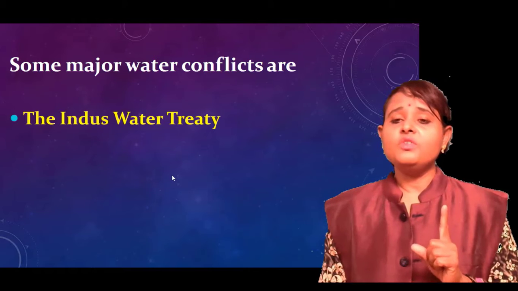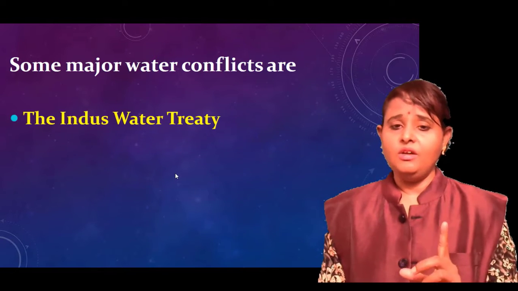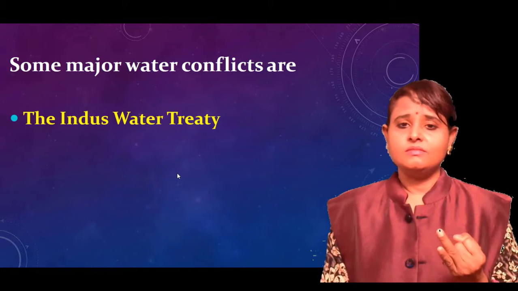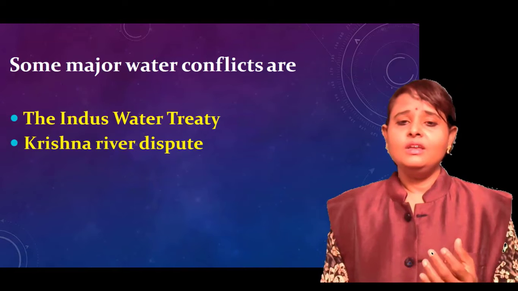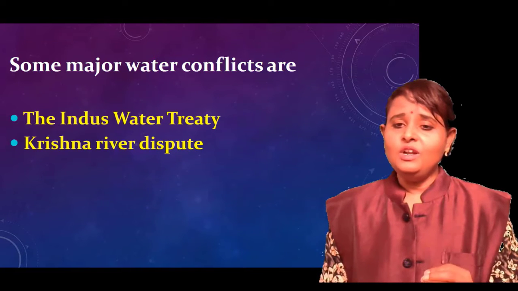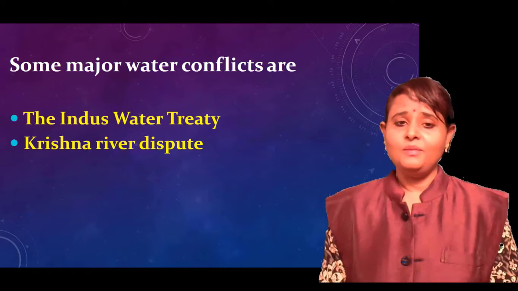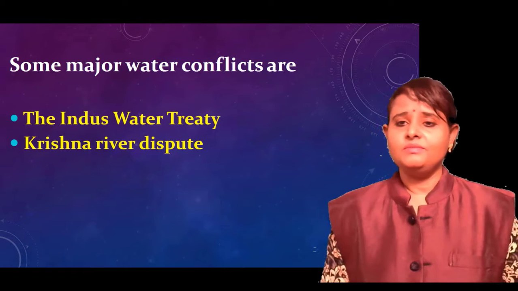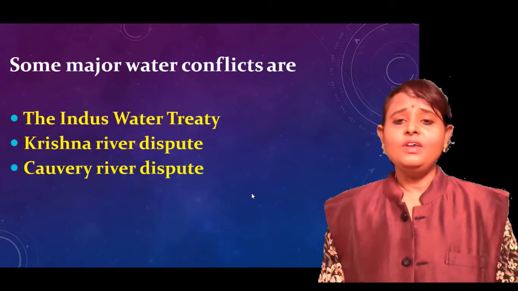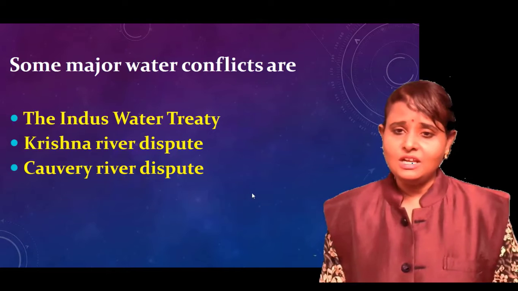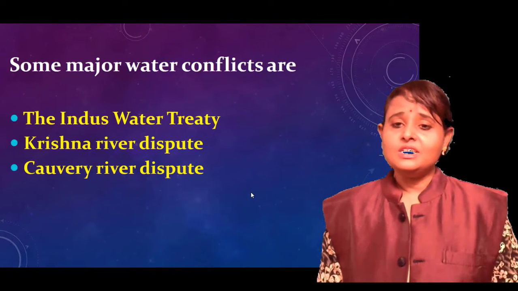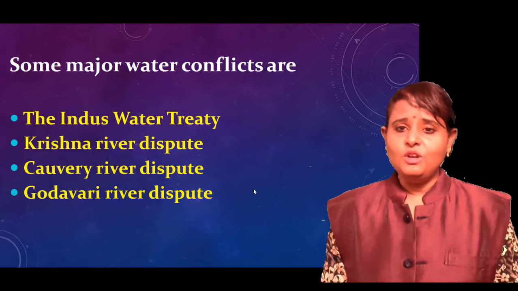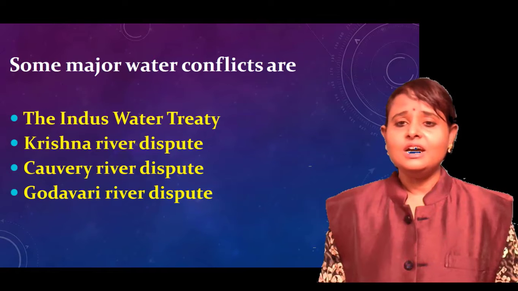First one, the Indus Water Treaty. Please write this down. It is a dispute between two countries, India and Pakistan. Next one, Krishna River Dispute, a dispute between two states: Andhra Pradesh and Karnataka. Next, Kaveri River Dispute, a dispute between two states: Karnataka and Tamil Nadu. Godavari River Dispute, a dispute between two states: Maharashtra and Andhra Pradesh.